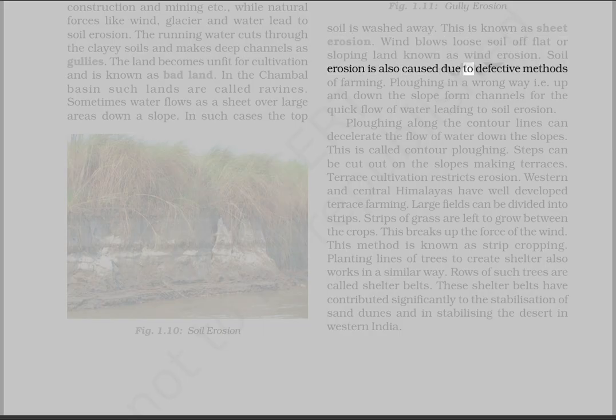Soil erosion is also caused due to defective methods of farming. Plowing in the wrong way, i.e. up and down the slope, forms channels for the quick flow of water leading to soil erosion. Plowing along the contour lines can decelerate the flow of water down the slopes. This is called contour plowing. Steps can be cut out on the slopes making terraces. Terrace cultivation restricts erosion. Western and central Himalayas have well-developed terrace farming.